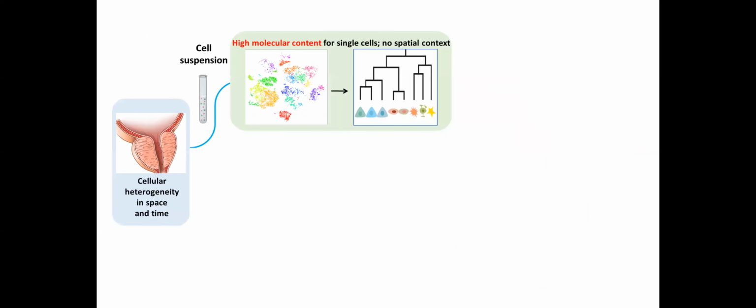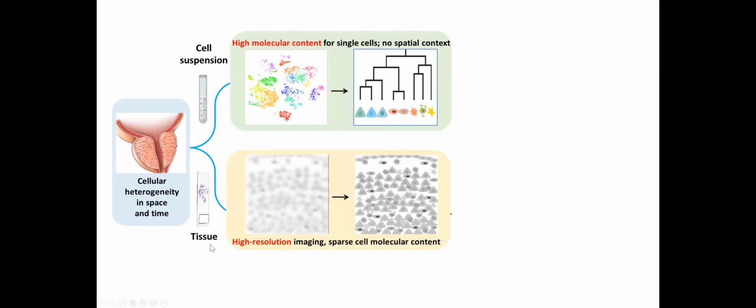Even with the power of the single cell applications, we can generate incredibly high molecular content for single cells. A drawback to this is that we have lost our spatial context of the tissues. On the other hand, we can take a look at tissues and we have very high resolution imaging that can bring into focus incredible detail even at the submolecular or subcellular level.